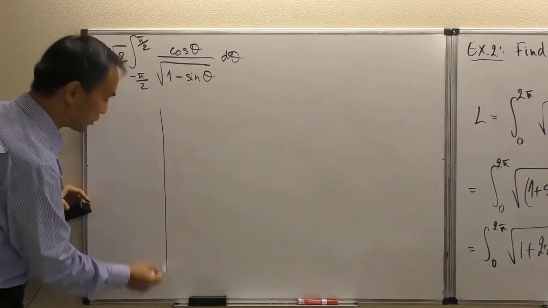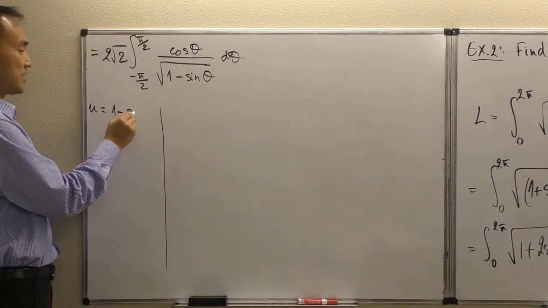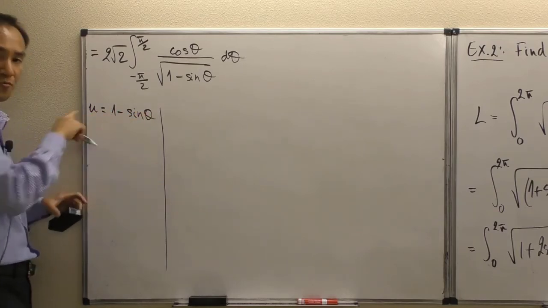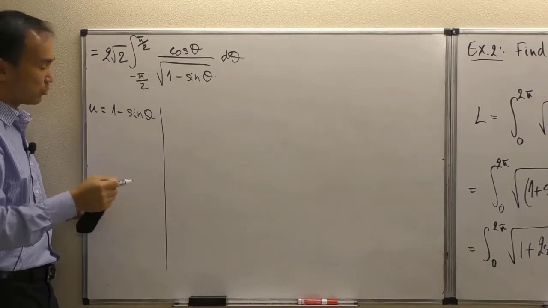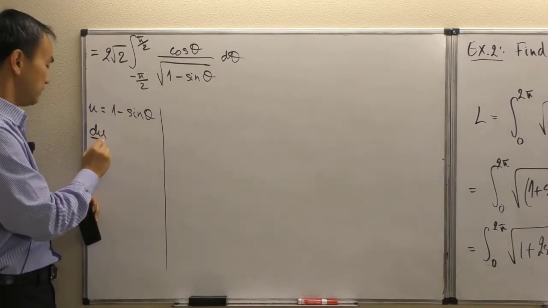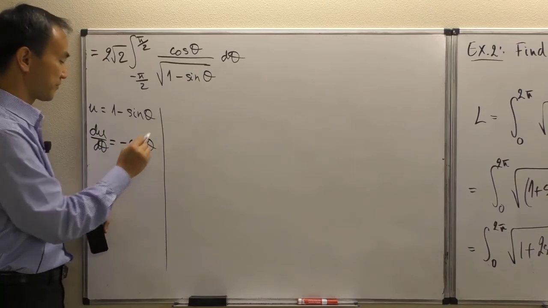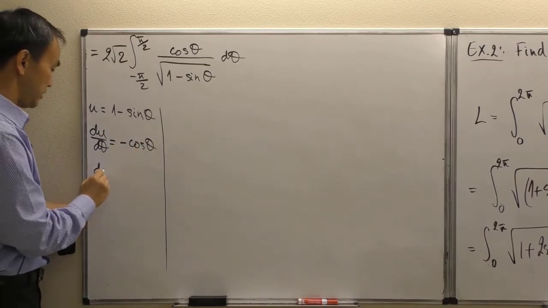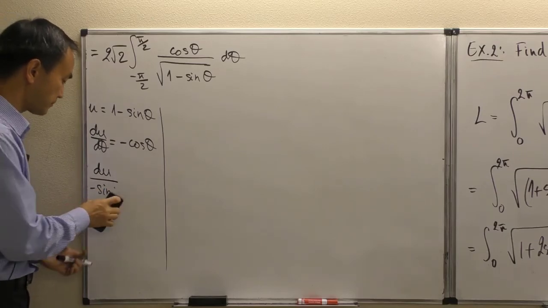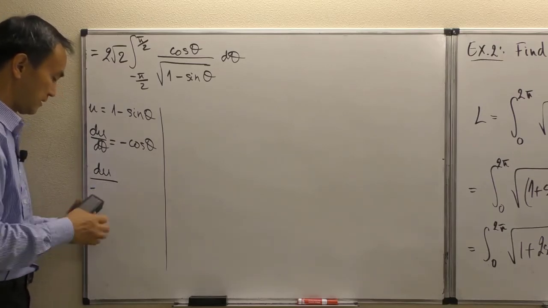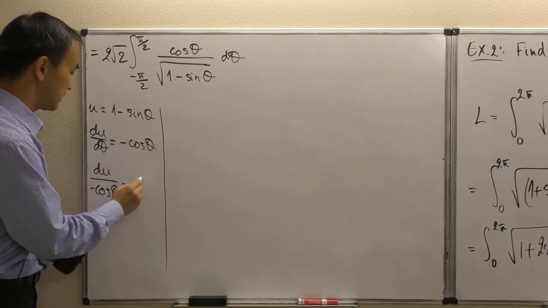All right, and so now at this point, once we have arrived at this particular one right here, again I'm going to use a substitution. I'm going to substitute the 1 minus sine theta with a variable u. And so that means du d theta equals negative cosine theta, or du over negative cosine theta equals d theta.